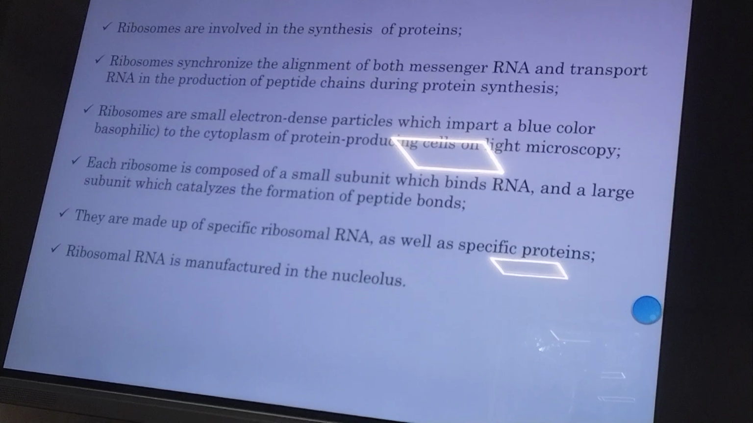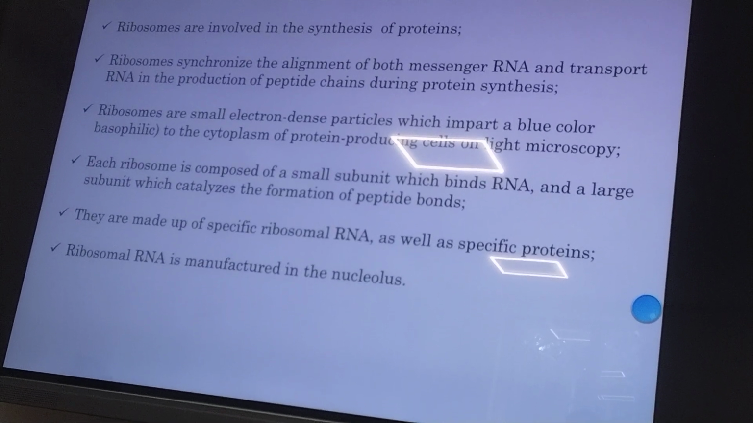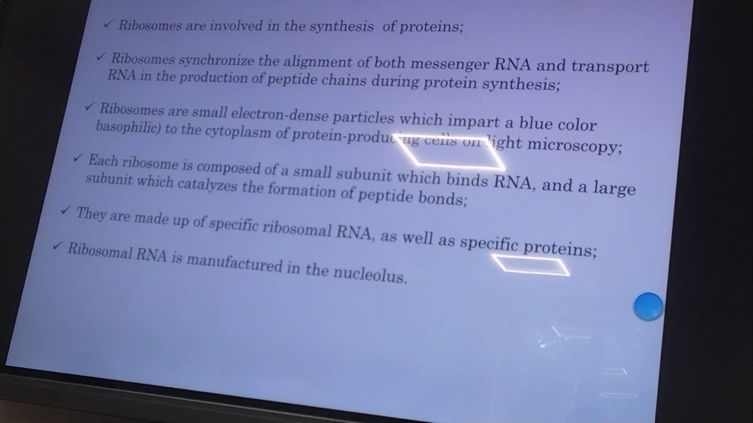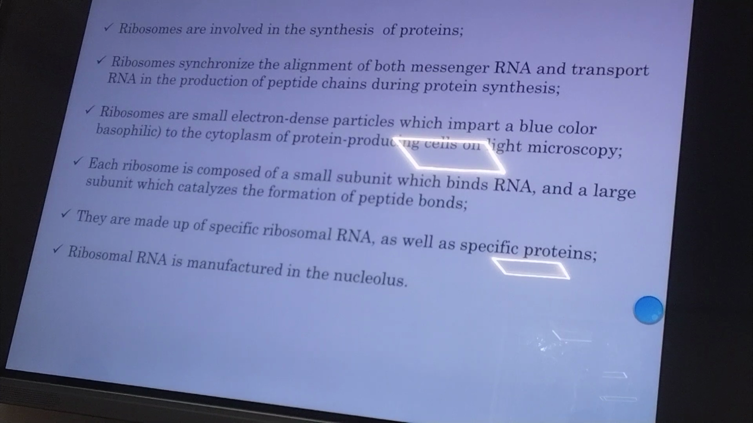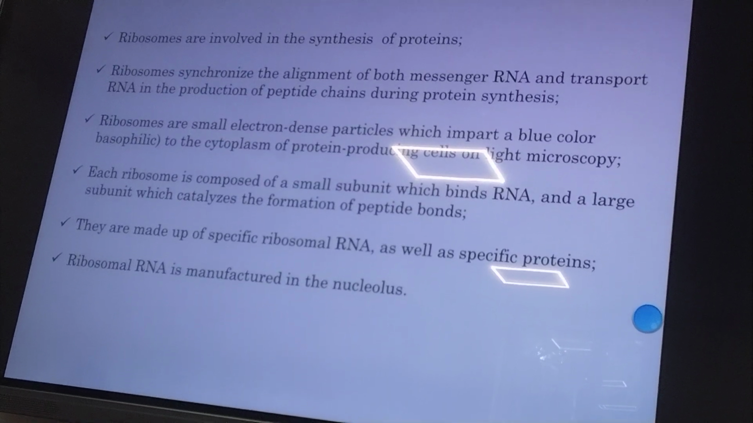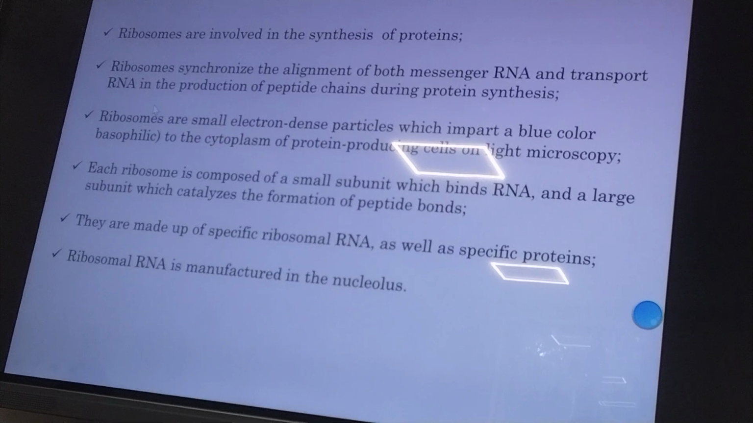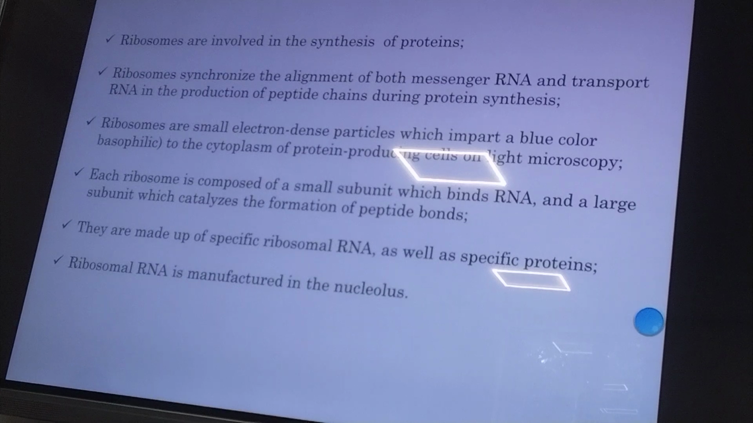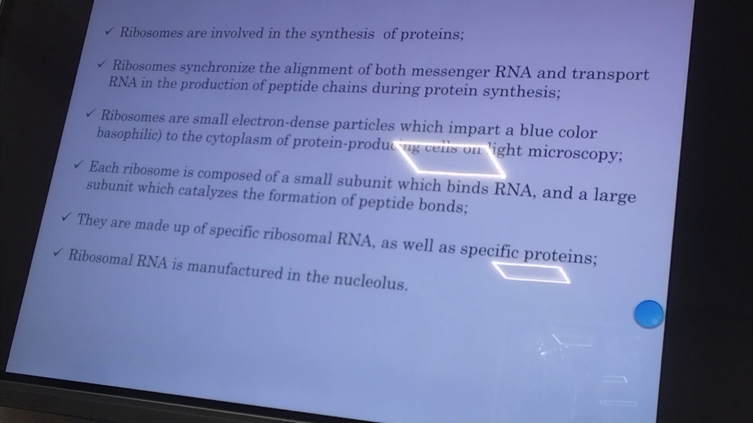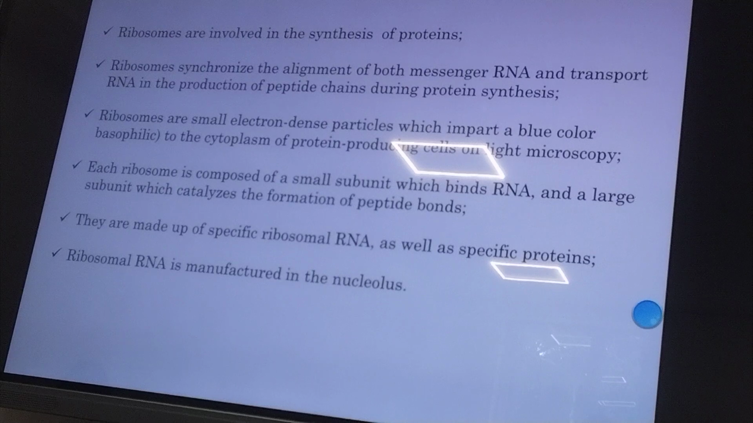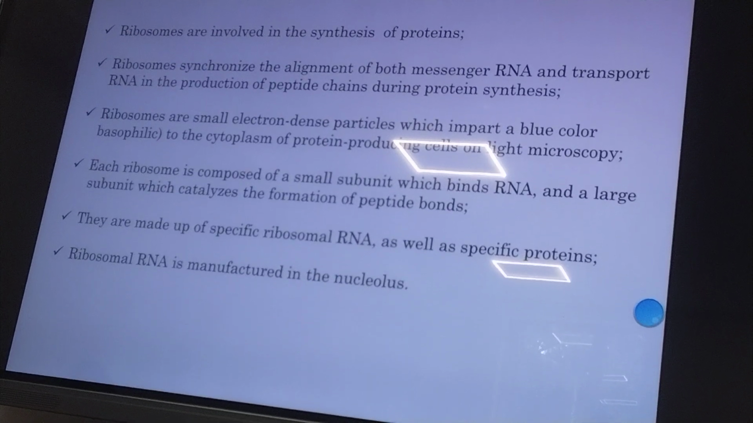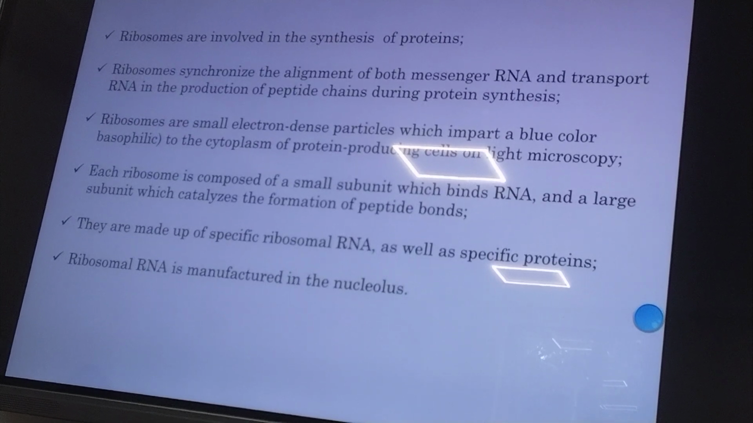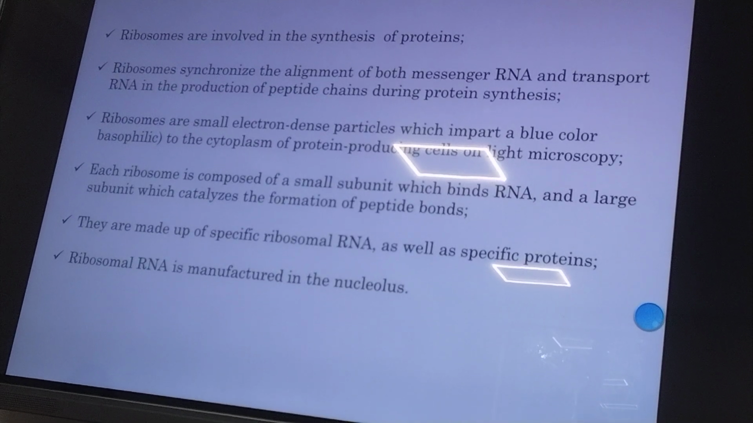Another function of the ribosomes is that they translate the messenger RNA. They simultaneously align the messenger RNA and the transfer RNA, right? Ribosomes under the electron microscope appear as electron-dense dots. But under the light microscope, we cannot see the individual ribosomes. It's impossible because of their size.